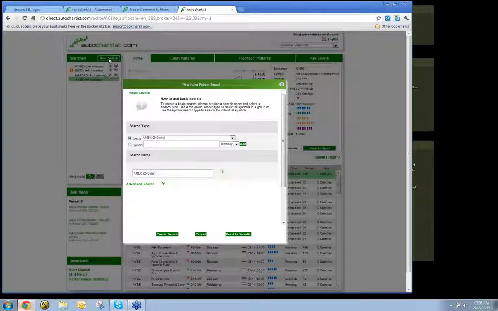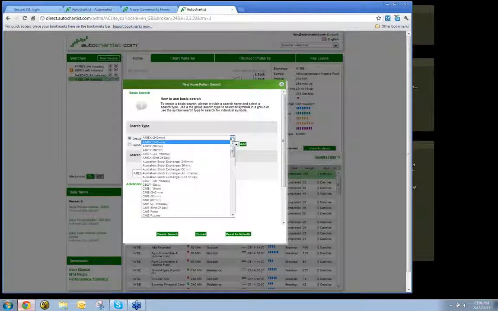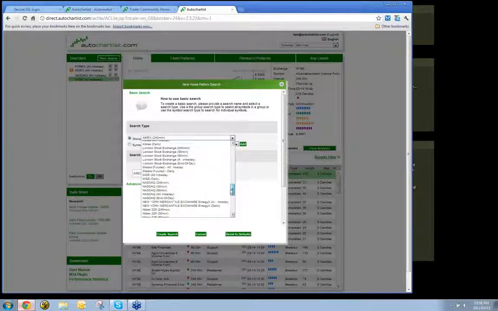So let's just say I trade New York Stock Exchange, but I'm not really a frequent trader. I trade New York Stock Exchange at the end of every day. So I can select a group, New York Stock Exchange, end of day.